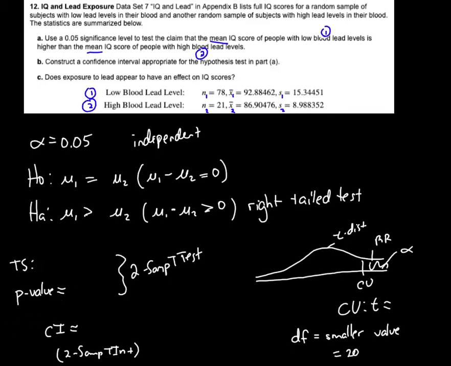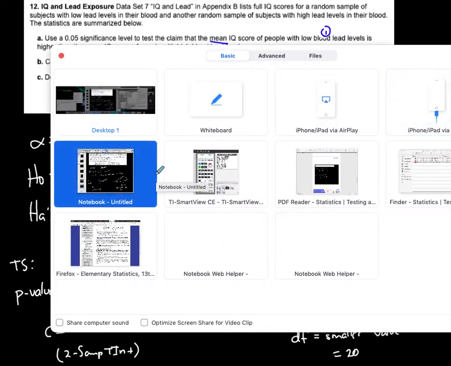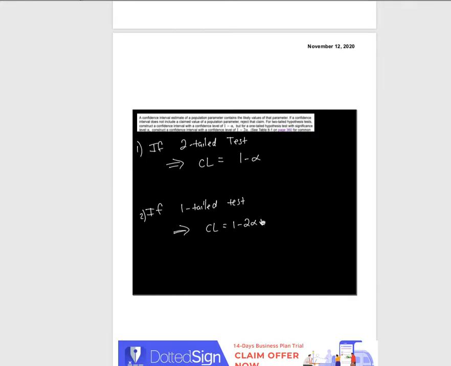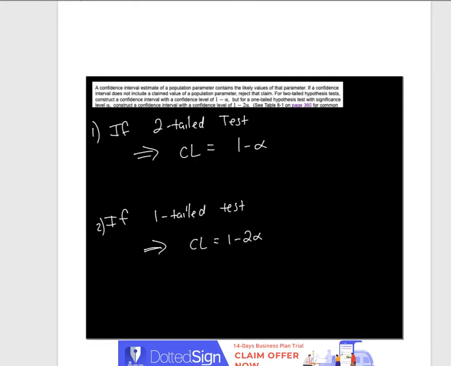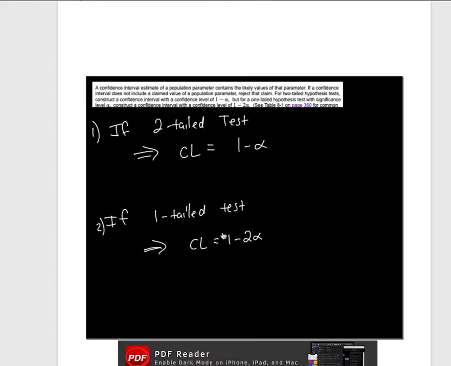Let's determine how do I find the confidence level? Is it a 2-tailed test or is it a 1-tailed test here? It's a right-tailed test, because of the greater than sign. Yep, it points to the right. So this is a 1-tailed test. There's only one rejection region. So I'm going to do 1 minus 2 alpha to get my confidence level.